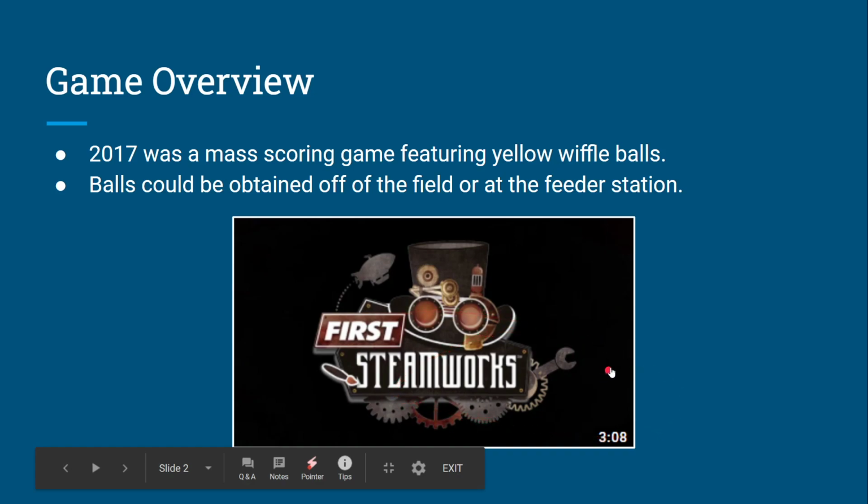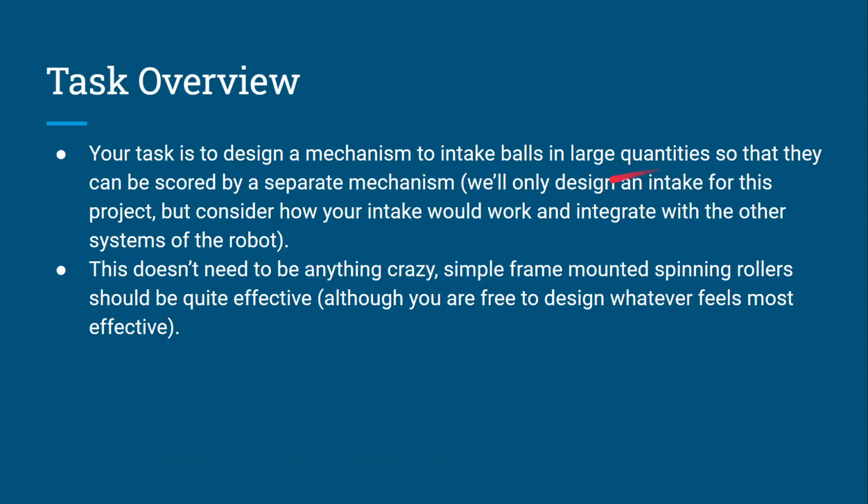All right, now that you've done that, let's think about what our task is here. I'll go to our task overview. We want to design the mechanism that can intake balls in large quantities from the ground so that they can be scored by a separate mechanism. So we're not going to worry about this mechanism.